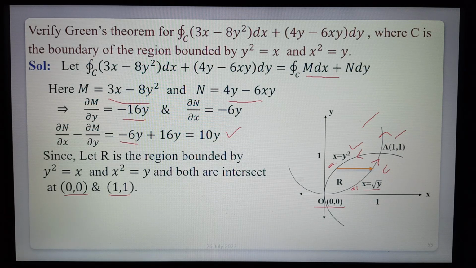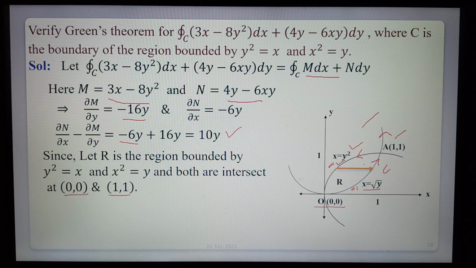This is C2, and along the line it is bounded by the two curves. That is OA, C1, and AO, that is C2. Okay? First of all, finding the double integration by using Green's theorem. Next, verification, finding the line integral. So that is equal to here.